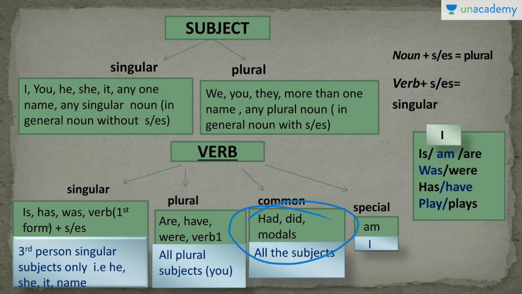The last category is special verb. Now I have named it special because it can be used with only one subject, that is I. Speaking of I, it is definitely a peculiar subject. It does not take verbs in a definite pattern. Sometimes it takes a plural verb, sometimes it takes a singular verb, sometimes it takes a special verb. Let's just see this box.